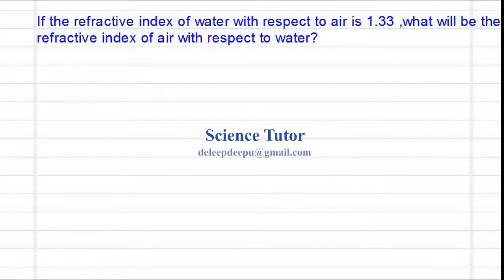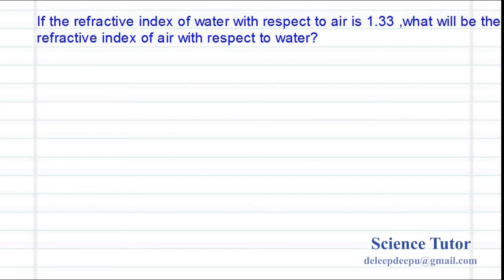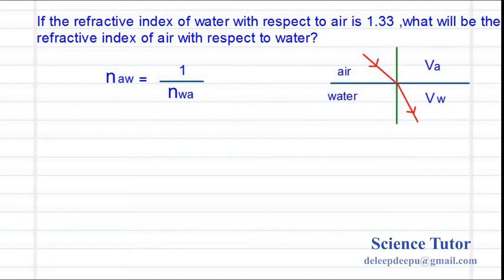Here comes our first question. If the refractive index of water with respect to air is 1.33, what will be the refractive index of air with respect to water? For solving this problem, we are using this equation. Refractive index of air with respect to water is equal to 1 divided by refractive index of water with respect to air. One is the inverse of the other.